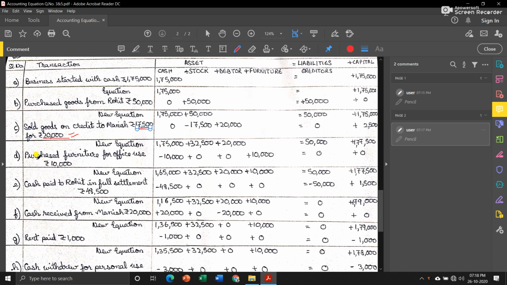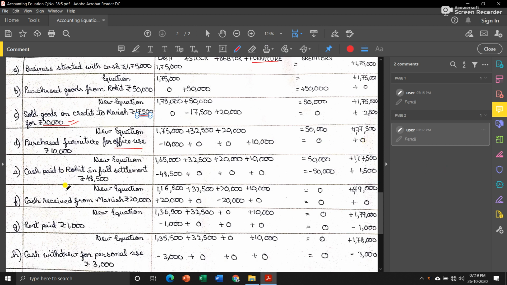Then next, purchase furniture for office use. Since it is for office use, that means it is not a drawings. Okay, so we will write minus 10,000 in cash section, nothing to do with stock, neither with debtor, but we will add one more item in our asset side, furniture, and we will write 10,000 in there and nothing to do with creditors or capital.